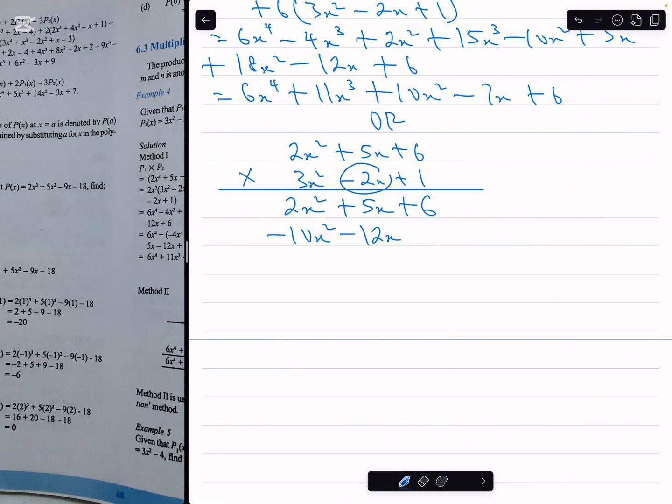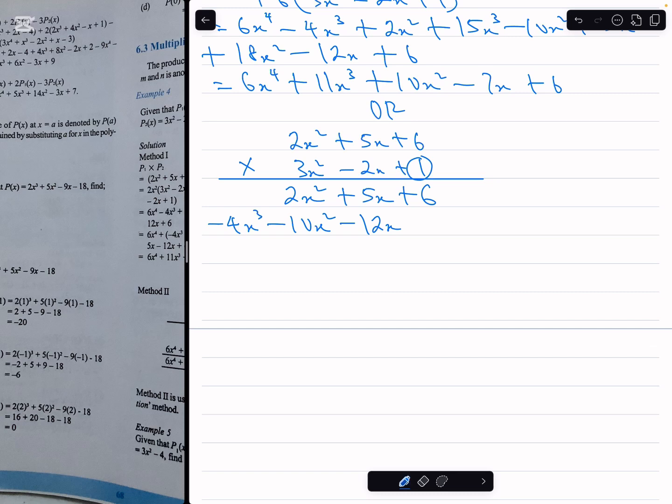I'm doing 1 multiplied by 6, 5x, and 2x squared. And the next one will be minus 2x multiplied by 6, by 5x, and by 2x squared. So I've done minus 2x times 6, that gave me minus 12x. And I've also done minus 2x times 5x, that gave me minus 10x squared. Now I'm to do minus 2x times 2x, which is minus 4x raised to the power 3. I'm just going to write that here, minus 4x raised to the power 3.